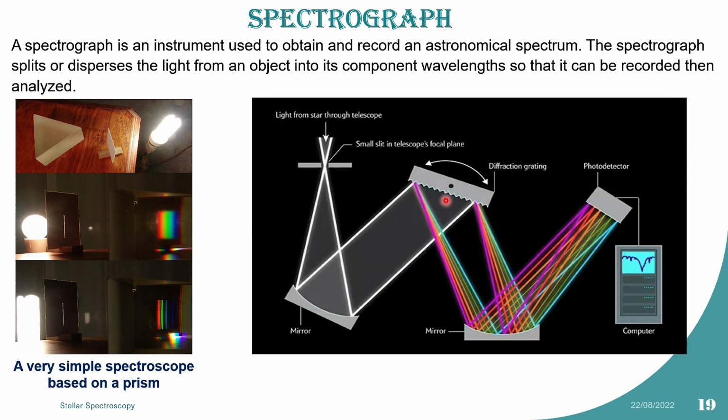This is a bit more advanced spectrograph, and it uses a diffraction grating. As you can see, the light falls through this slit onto the mirror, and this mirror focuses the light onto the diffraction grating, which splits the light into its component wavelengths. Another mirror redirects this light into the photodetector, through which it goes into the computer, and then we analyze the data. So this is how a basic spectrograph works.